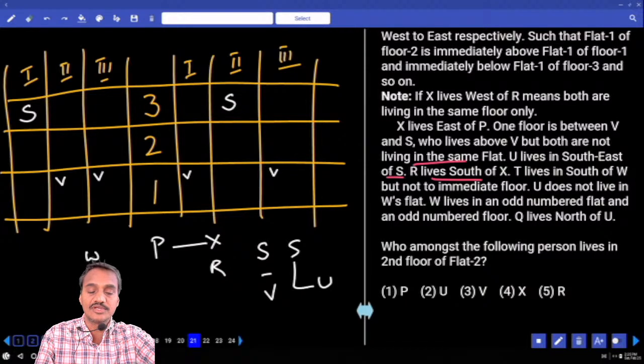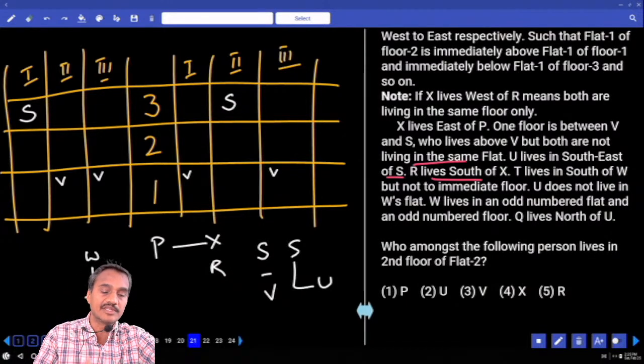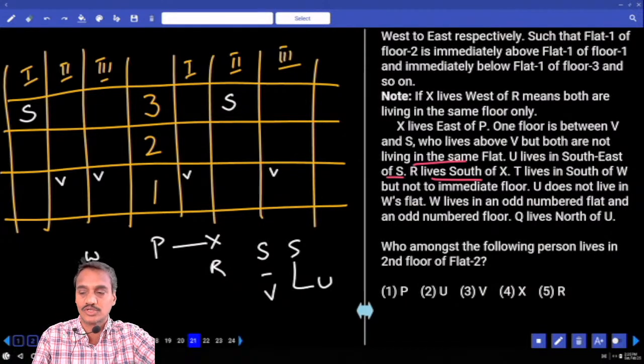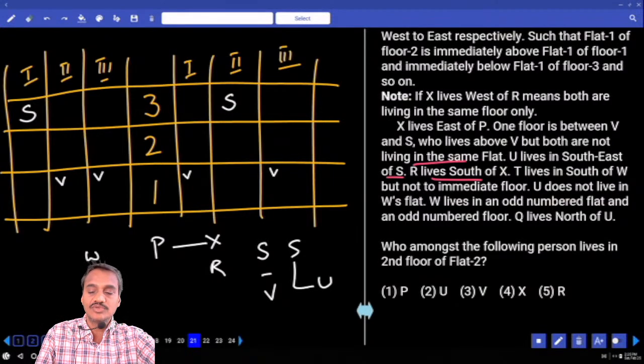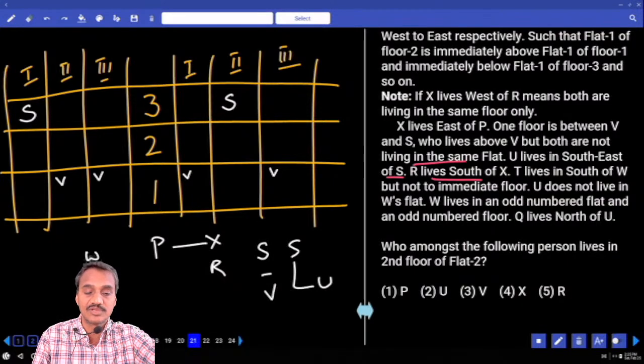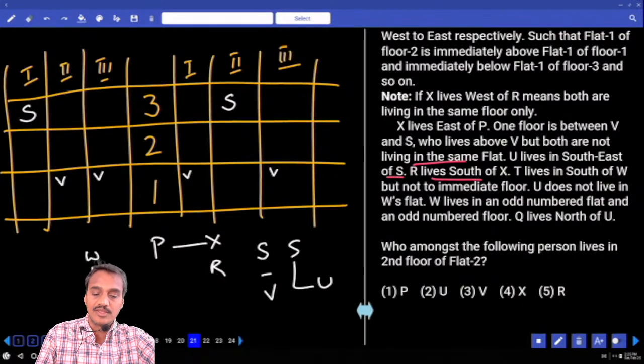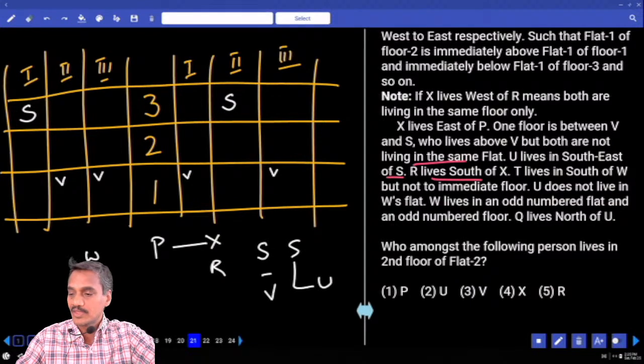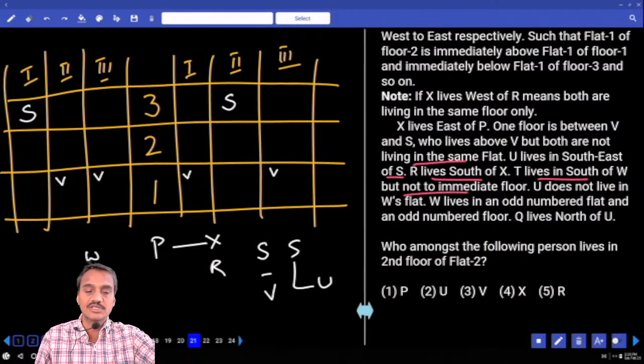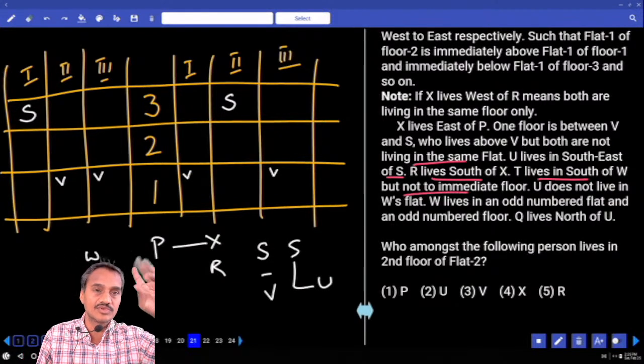Now, T is to the south of W, but not immediate. That means W must be on the third floor and T must be on the first floor. And U does not live on W's flat. Which implies that W cannot be on which floor? T lives to the south, but not immediate. So this W must be on the third floor.